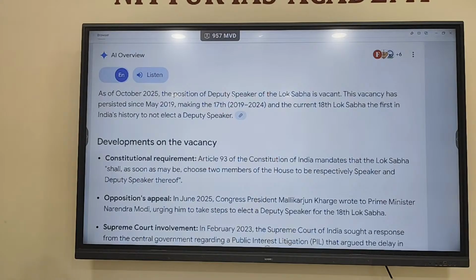In the absence of speaker and deputy speaker, the speaker nominates, write down, the speaker nominates from amongst the members of panel of not more than 10 chairpersons.